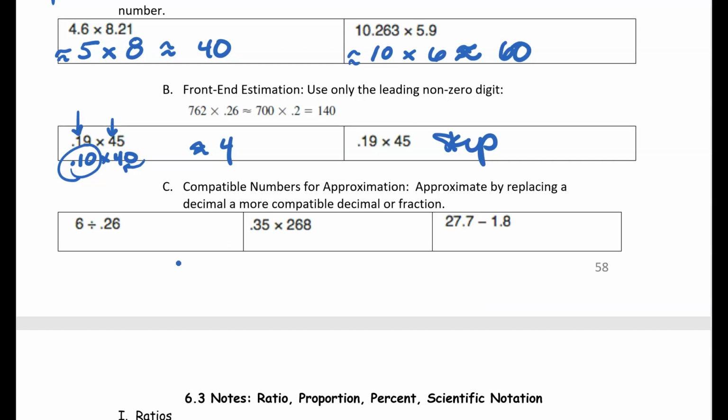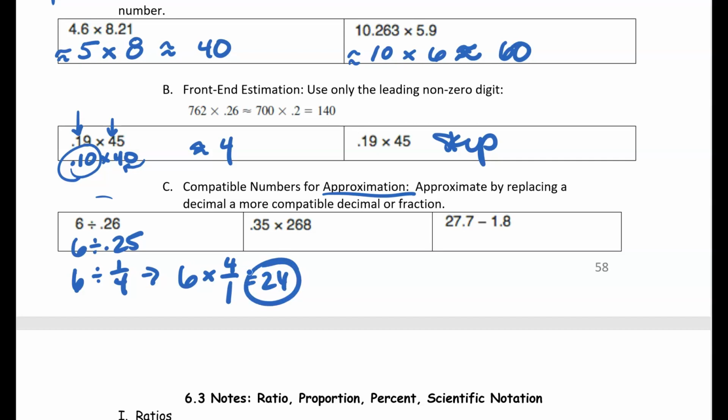Compatible numbers for approximation. If you're approximating and you notice that the numbers that you're given are really close to a more convenient substitution that would work better, then do it. So 0.26 is really close to 0.25. And then if I wanted to, I can make that into a fraction, and I could use my fraction rules. Keep it, change it, flip it. 6 times 4 is 24. That saved me a lot of time compared to if I actually had to longhand do 6 divided by 0.26. And remember, I actually shouldn't put an equal sign there. We should do squiggly equals because we approximated. We changed the 0.26 to 0.25.